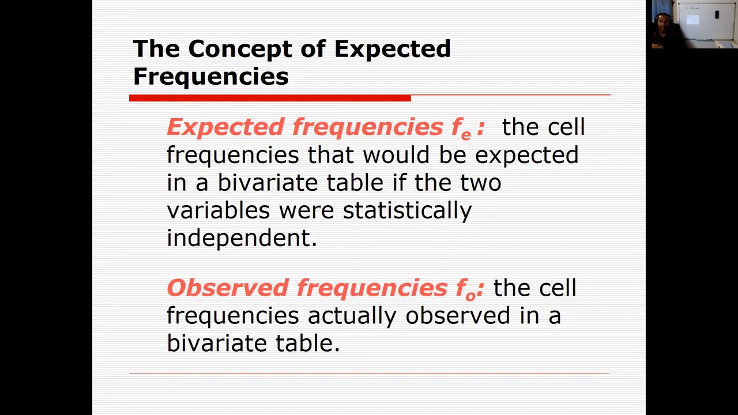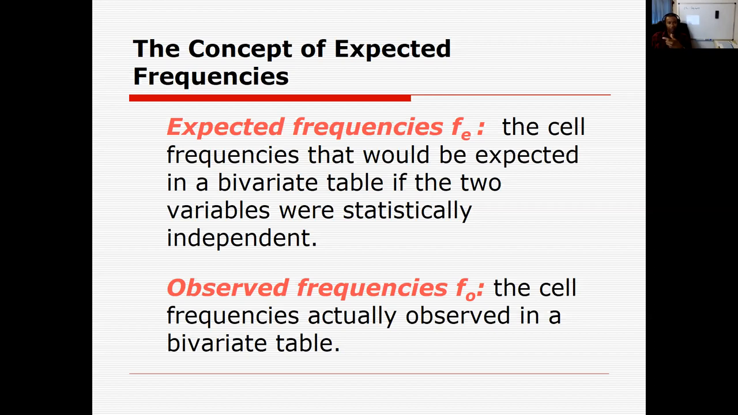All right. Now, in order to calculate the chi-square, you first need to calculate the expected frequency. So what are the expected frequencies? The expected frequencies are the cell frequencies that we would expect to see in a crosstab, assuming the null hypothesis is true. So it's a frequency that we should see if the two variables are statistically independent in the population. That's in contrast to the observed frequencies, which are the cell frequencies that are actually observed in the crosstab. Where do we get the observed frequencies? We get them by taking a sample from the population and creating a crosstab with that sample data. So the observed frequencies are the actual frequencies that we see in the real world that we pull from the sample.